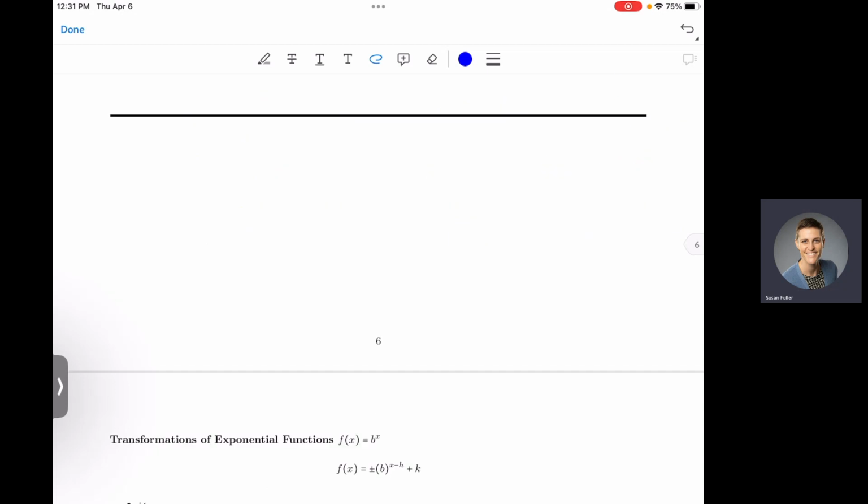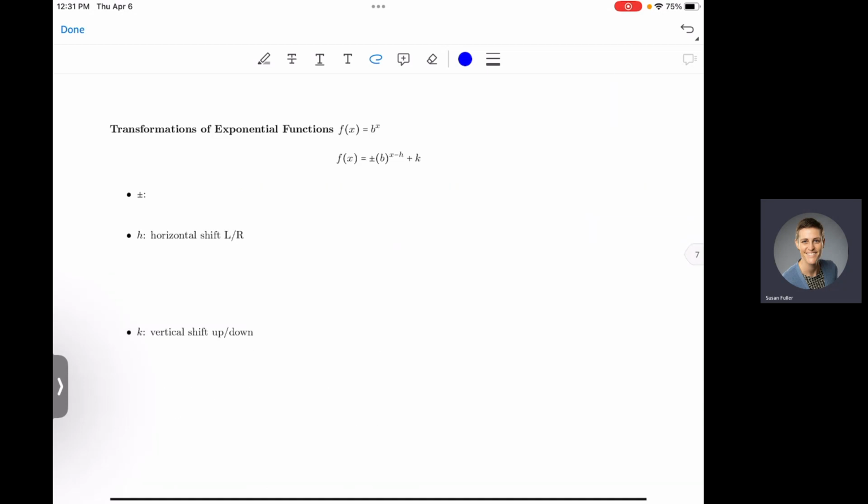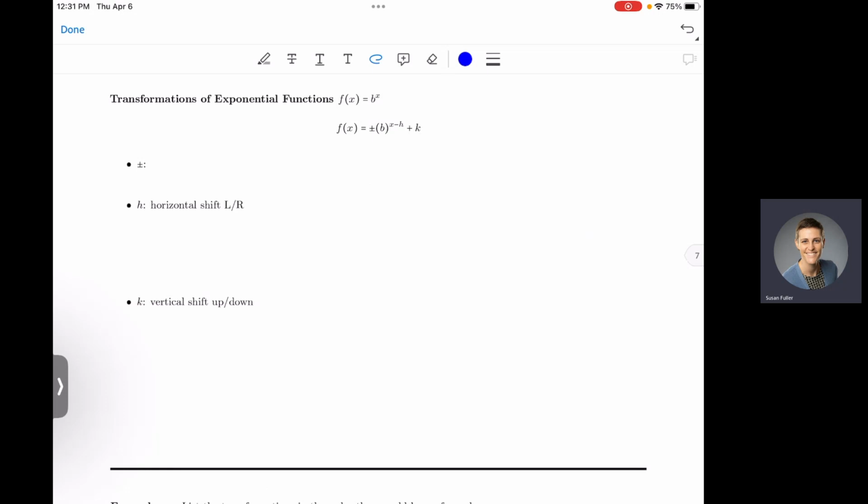Now, we have some previous knowledge, so we already know what transformations do, and so we'll have a little bit of transforming that we can do with these guys. Now, our basic function is f of x equals b to the x. The transformations that we'll be looking at look like this. f of x equals, it could be a plus out here, or it could be a minus out front. And then it's going to be your base to the x minus h power. And then you have a plus k here on the outside.